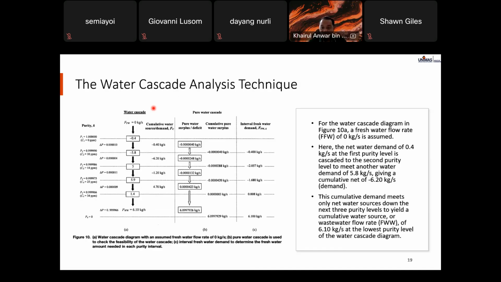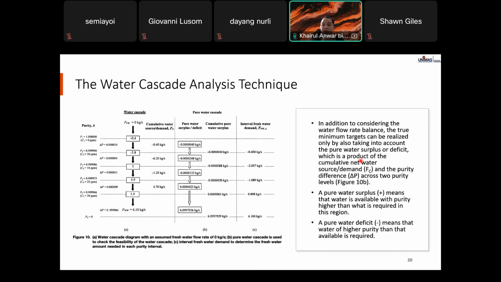So for the water cascade diagram in figure 10a, the freshwater flow rate is the same. Yes, we start at 0. Here the net water demand is 10 kg. Only the net water sources down the next levels will get that, to the source of wastewater flow rate of 6.1 kg per second at the lowest quality level of the water cascade diagram. So this is the sum of all of this, then you get the 6.1.